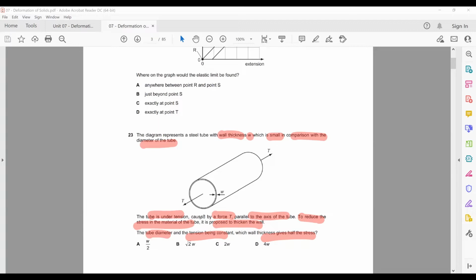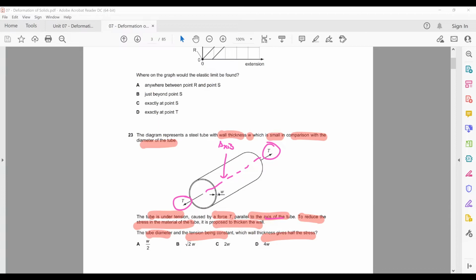When they tell you the axis of the tube, this is the axis. So this is what we mean by the axis of the tube. What they tell you now is that you apply a tension T here, which in turn causes some stress on the tube. They want you to find out what should be the wall thickness that will give you a stress that is half the value.